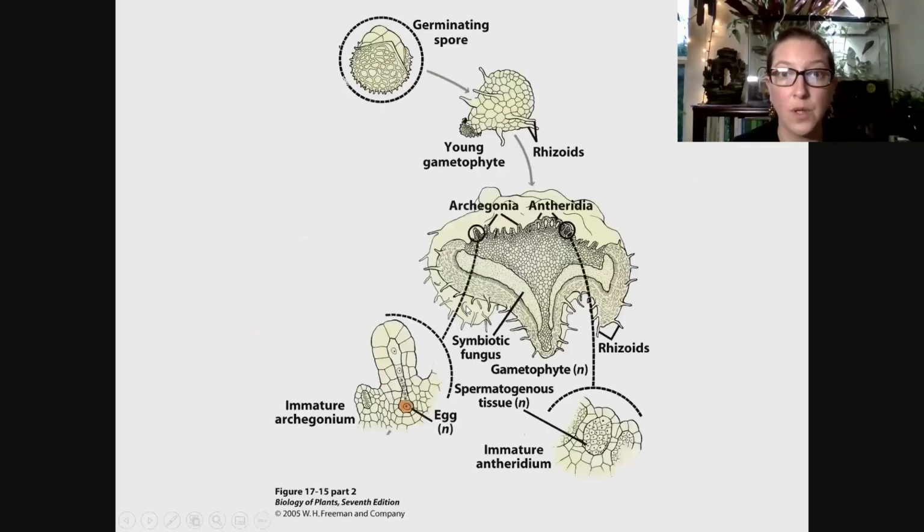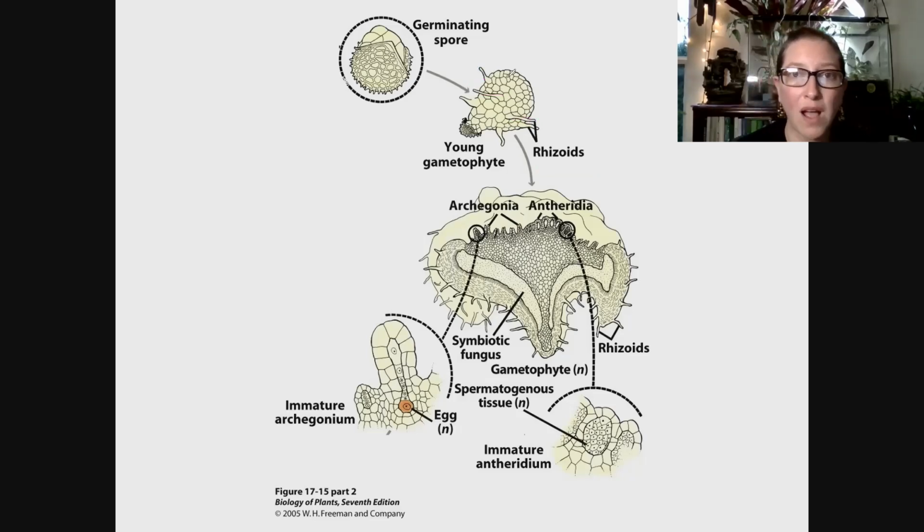Okay, so here you go. Gametophyte plant is growing outside of the spore. See, young gametophyte, that's this. Growing outside of the spore, we see these little things I just mentioned, these little hair-like things called rhizoids that help the gametophyte plant stay anchored to the soil.